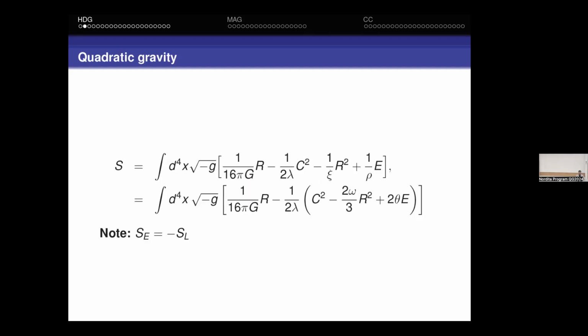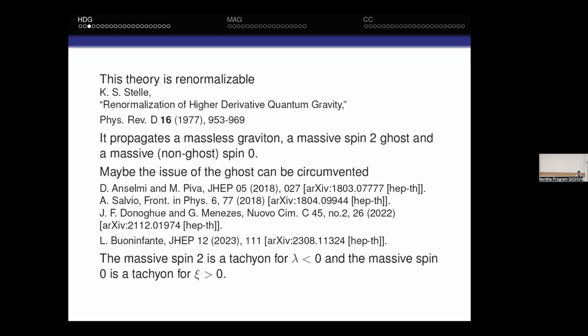This is my notation for the couplings of high derivative gravity. The C-square term has a 1 over lambda coupling, and the R-square term has a psi coupling. This theory is renormalizable. It propagates a massless graviton and a massive spin 2 ghost. Then there's going to be some discussion whether one can get around this ghost problem. And then there's also tachyons.